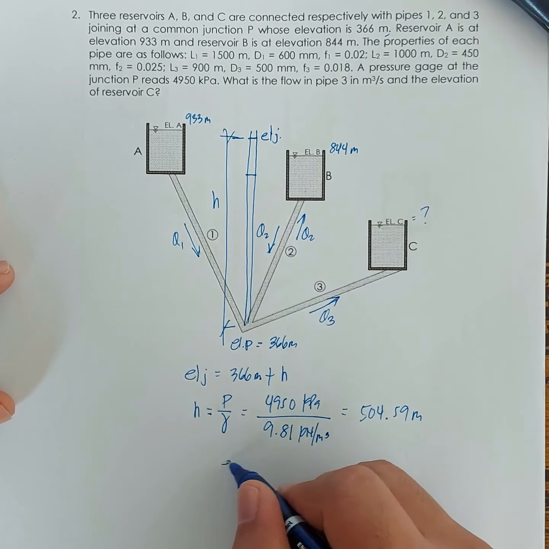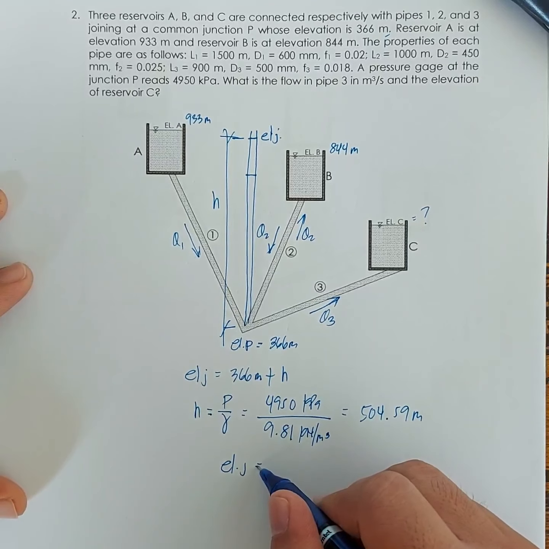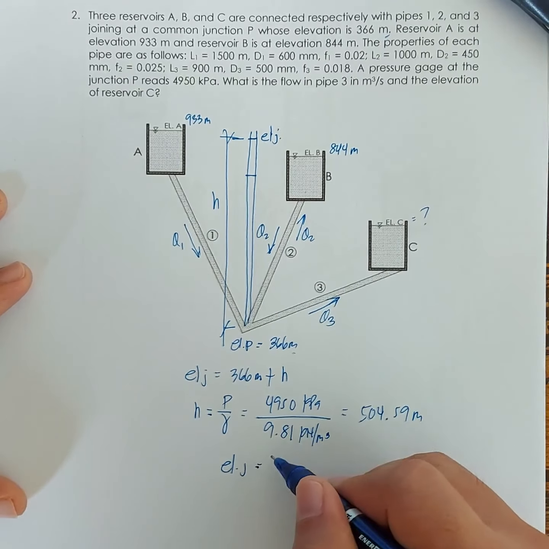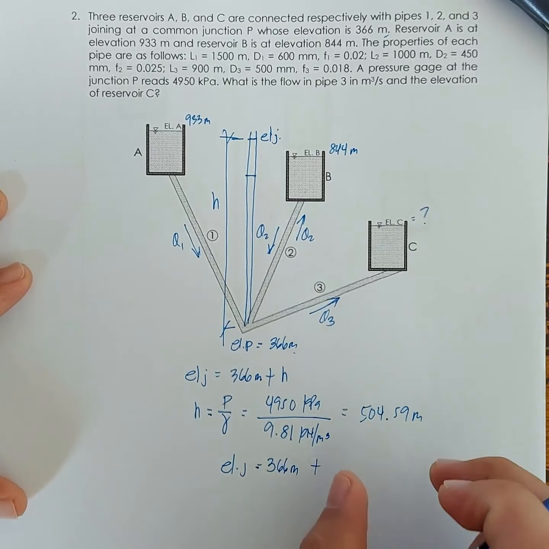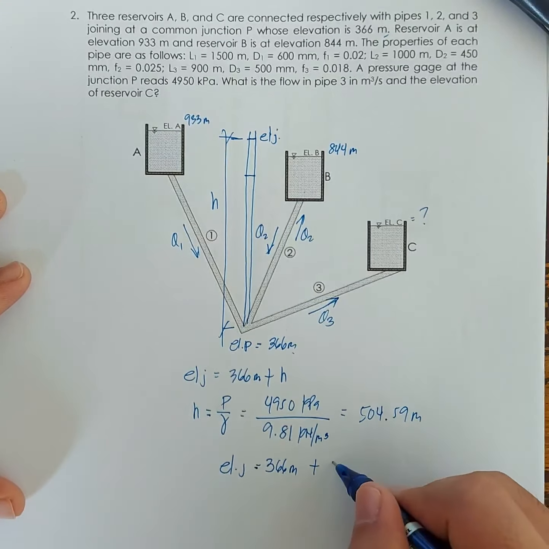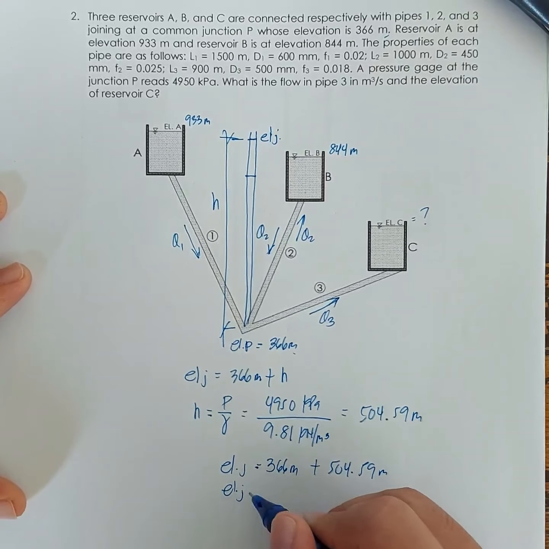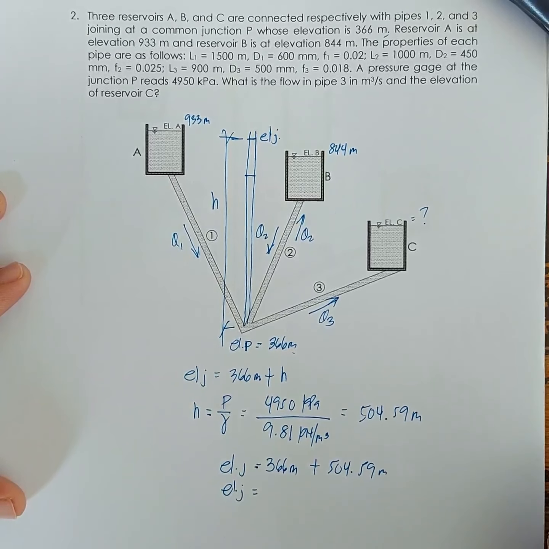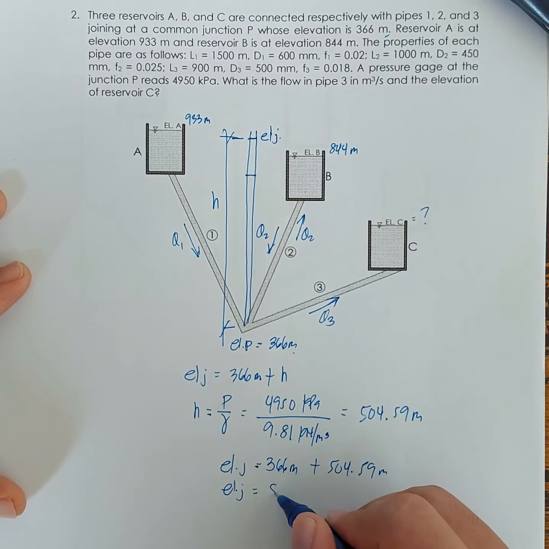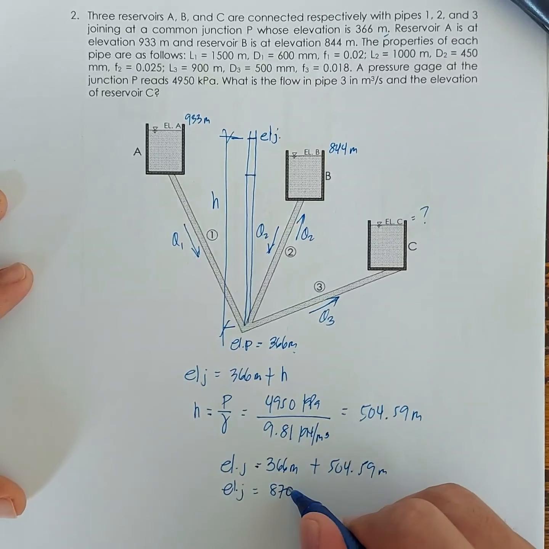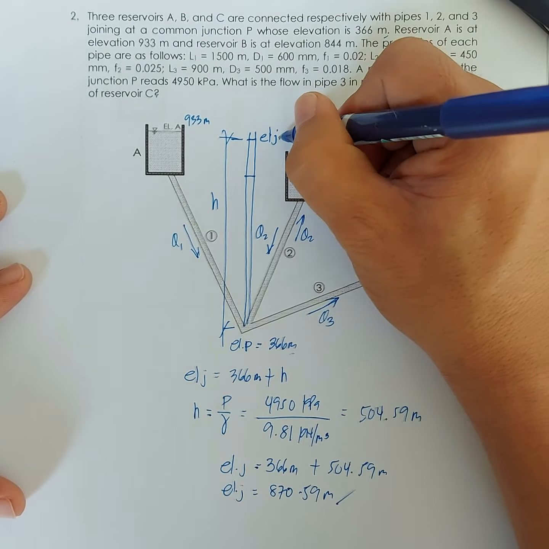Okay, so the elevation of the junction is equivalent to 366 plus the pressure head, this 504.59 meters. So the elevation of the junction then is equivalent to 870.59 meters. That is the elevation of our piezometer at the junction.